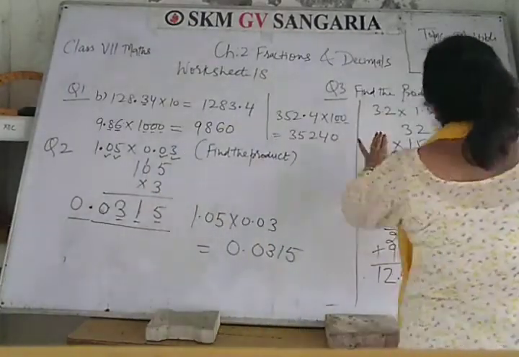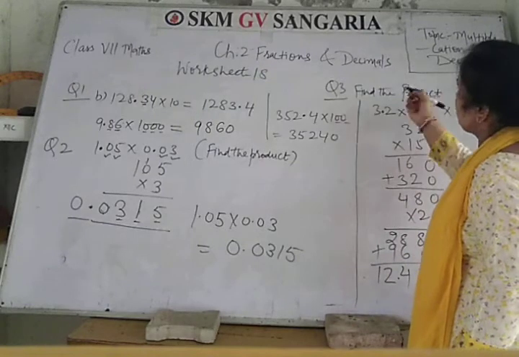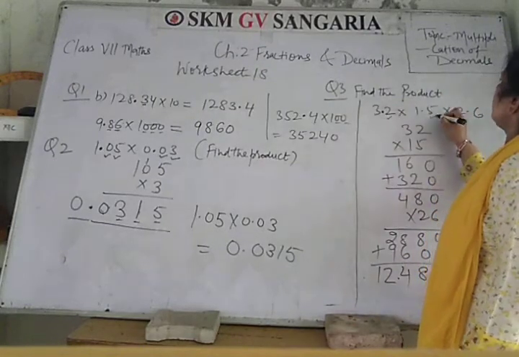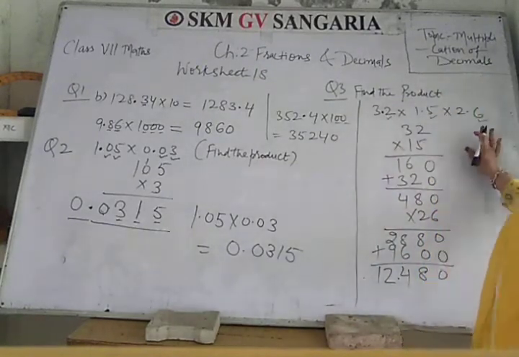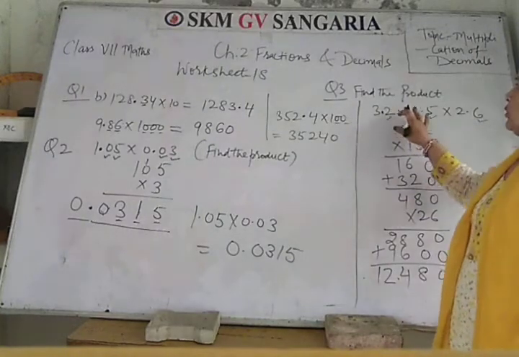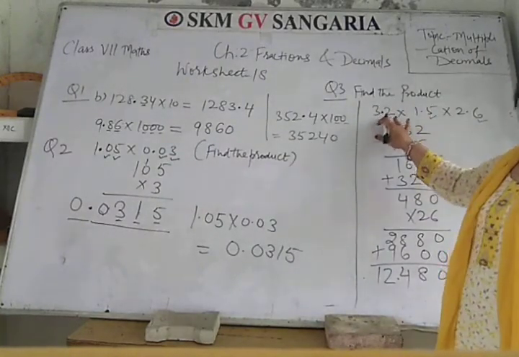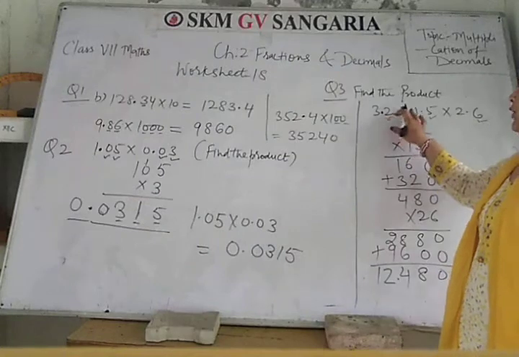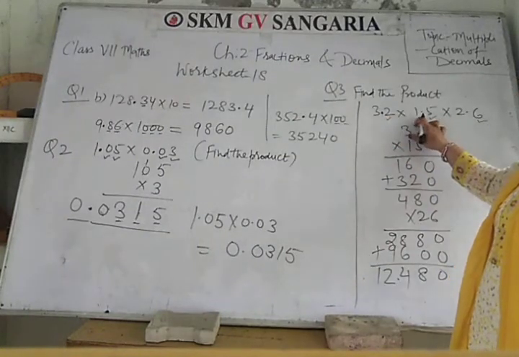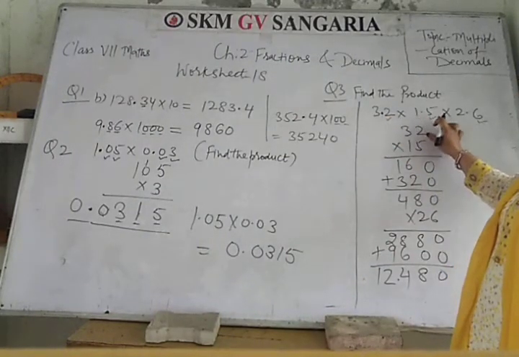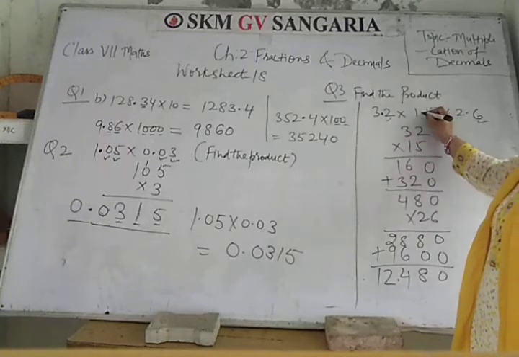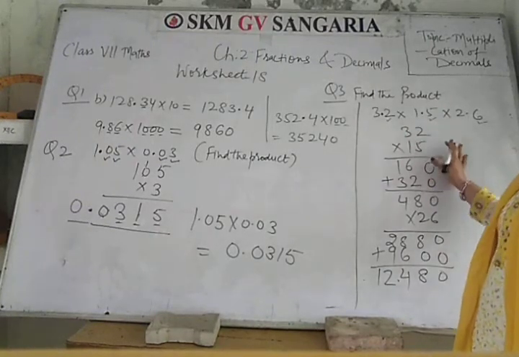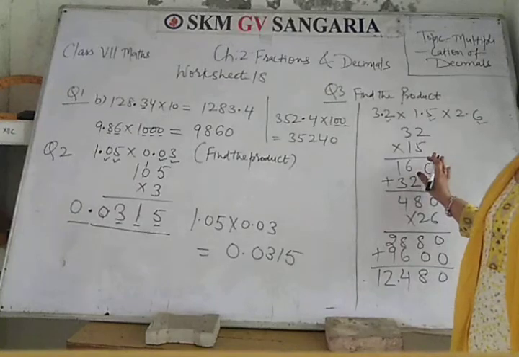In these numbers, after the decimal, how many digits are there? 1, 2, 3, total 3 numbers are there. First of all, we will ignore the decimal point and write the decimal number as a whole number. 3.2 will be written as 32. And we are going to multiply by 15. We will just ignore the decimal point. Okay? Then multiply as you do.